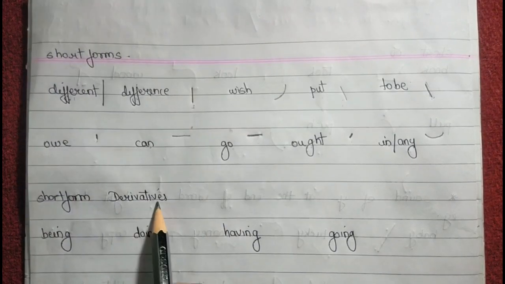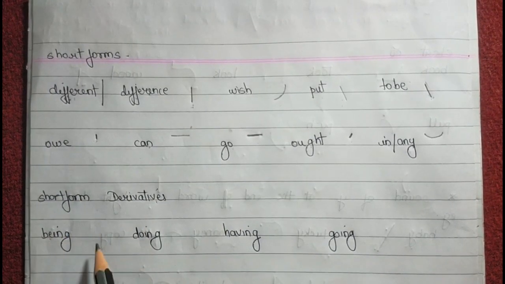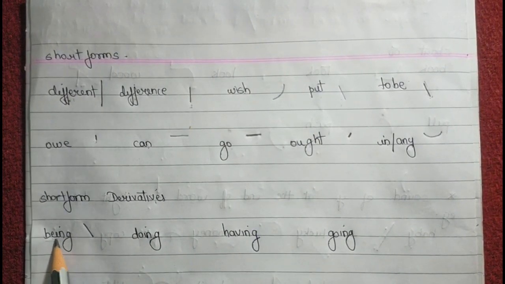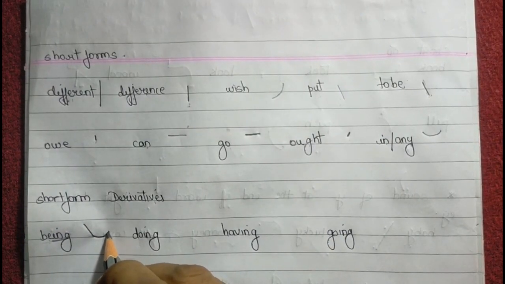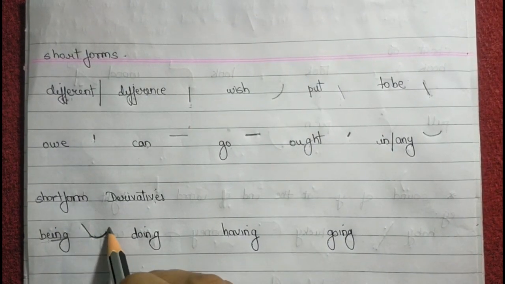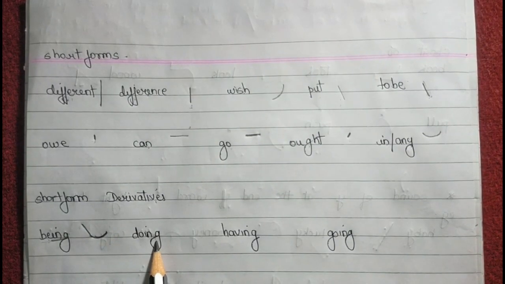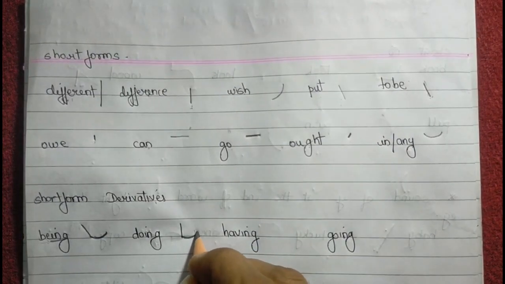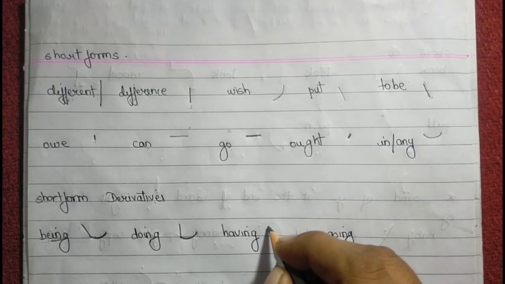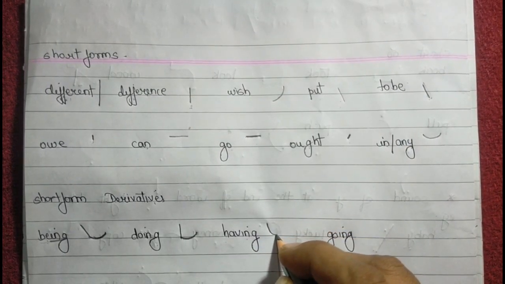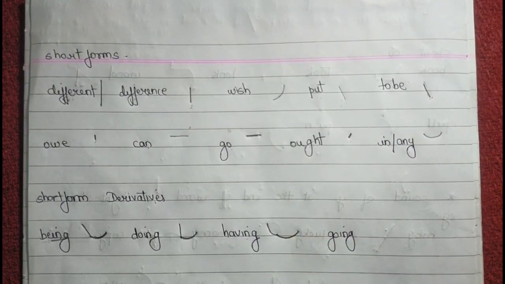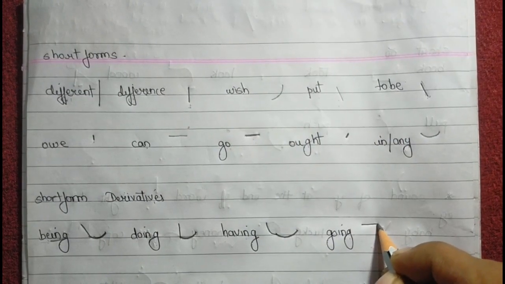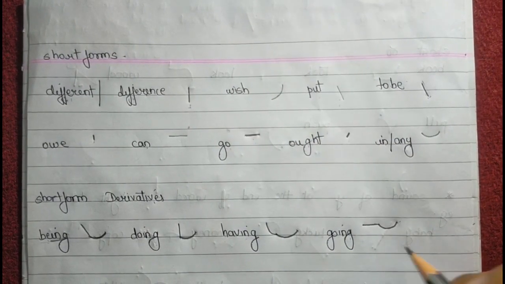Now there are short form derivatives, like be is represented by b stroke on the line, but if it is being, you can directly add ing to it and make it as being. Similarly, doing is do and ing, so do is on the line, the and ing. Having is v curve on the line and ing, having. Going is g above the line and ing, so go ing.